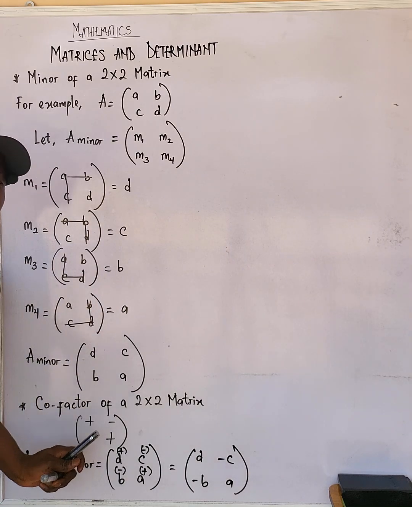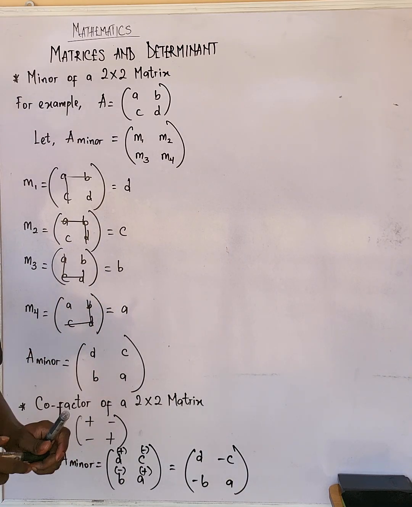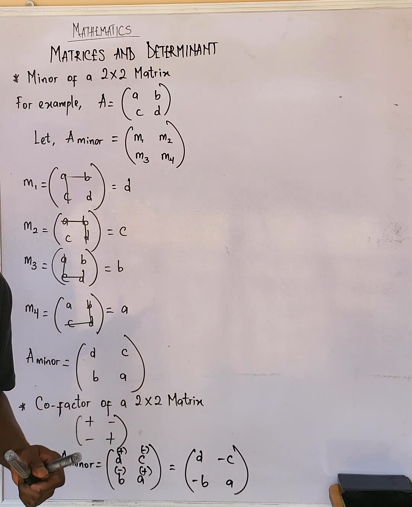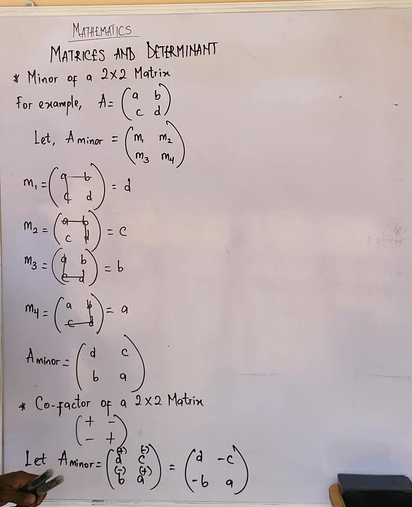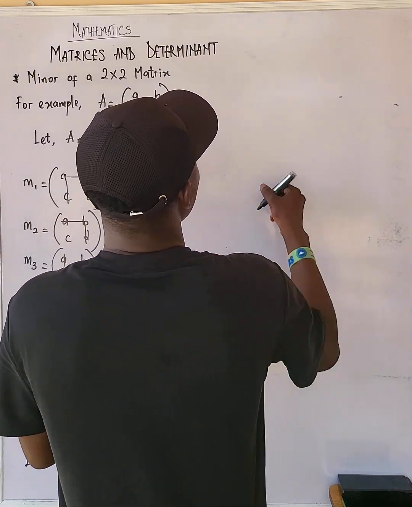So let me say it again for the last time. Cofactor of a matrix is derived by multiplying the minor of that matrix with plus minus minus plus. Do you get what I'm trying to say now? Now, another one, let's go for transpose.